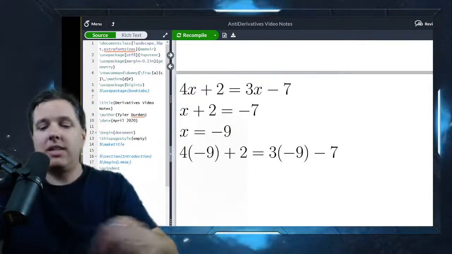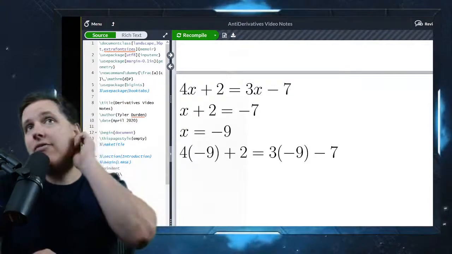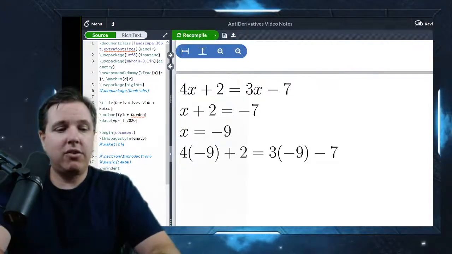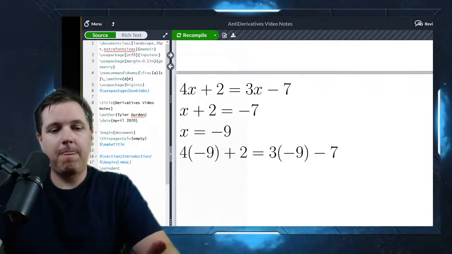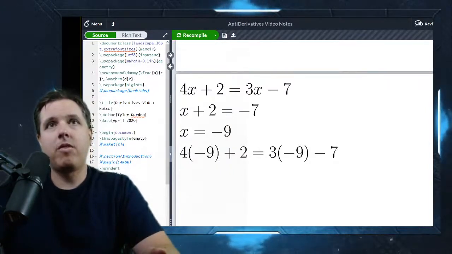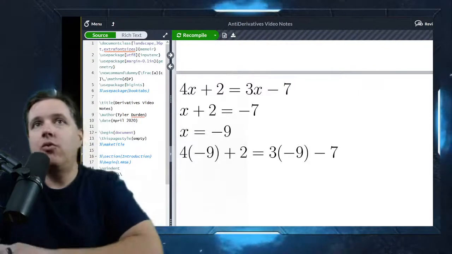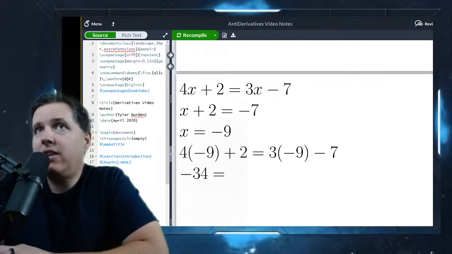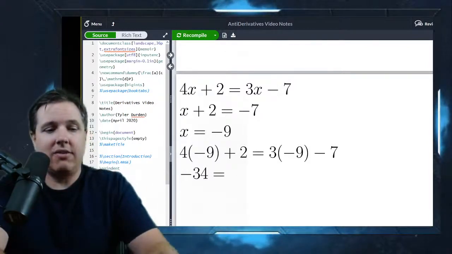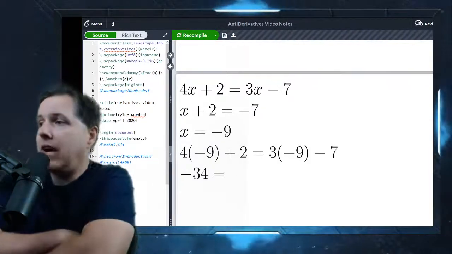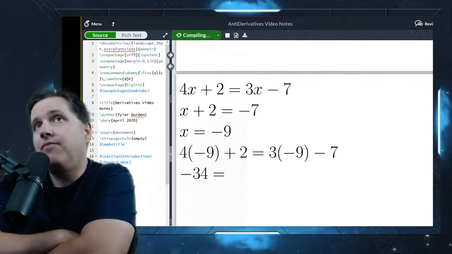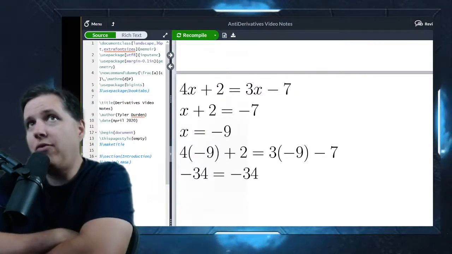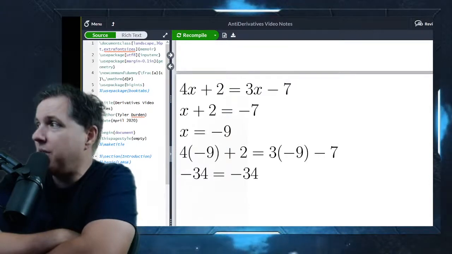So let's see. What is that going to give me on the left? So that gives me -36 plus 2 would be -34. And then on the right, I get what? 3 times -9 is -27, minus 7 is -34. And look, in fact, we do get a true statement. When I plugged it in, -34 is equal to -34, so we know 100% we did that problem right.